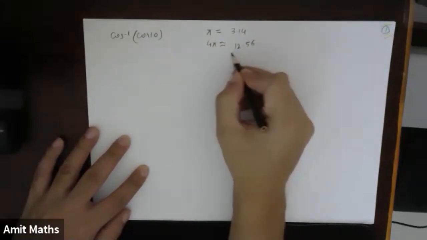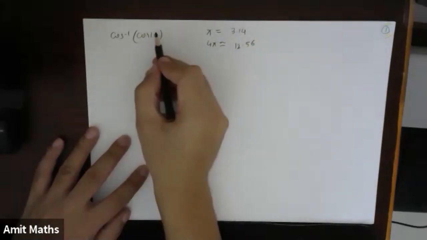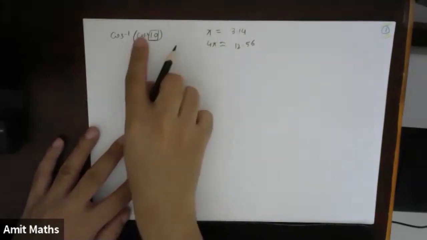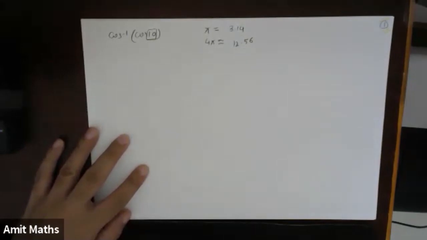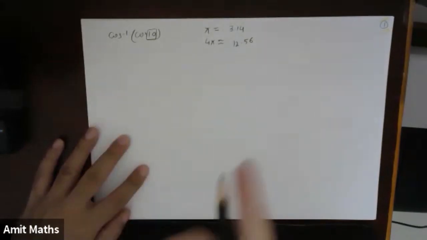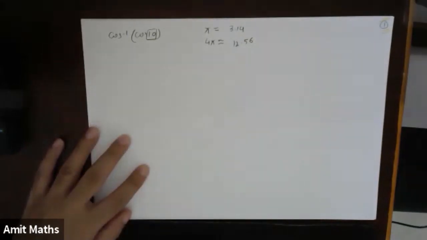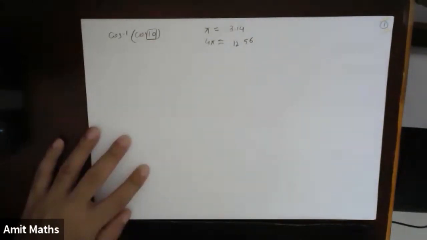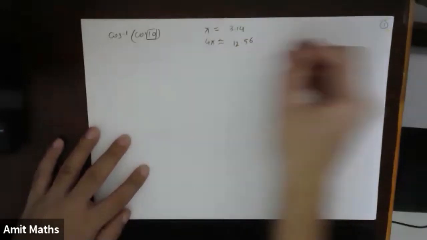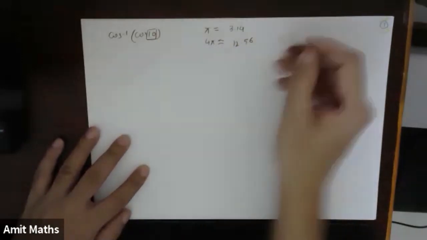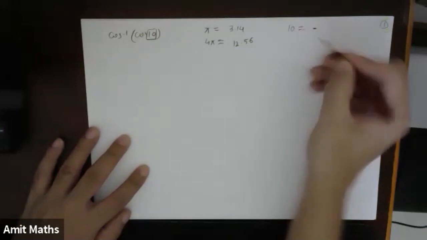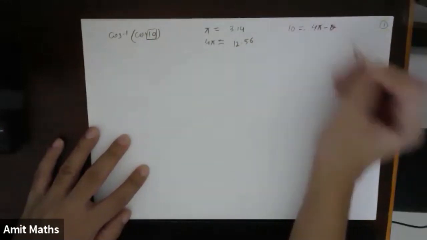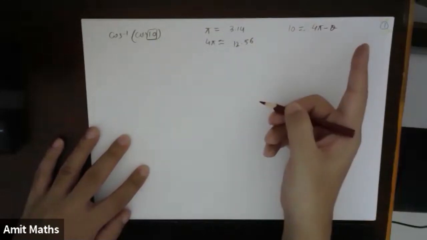12.56. And we know that cos inverse will give output from 0 to pi, so we will keep this value in that form only. The first way of solving this question was that this 10 I can write as 4 pi minus theta.